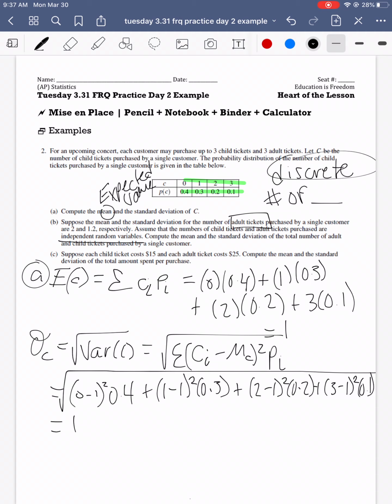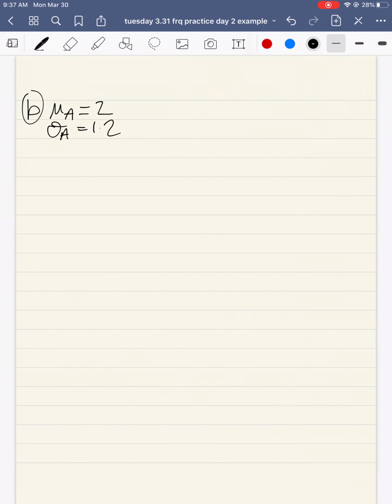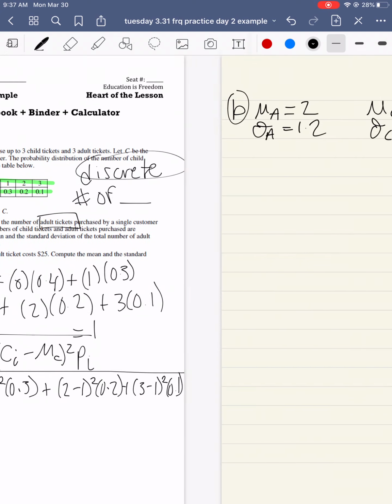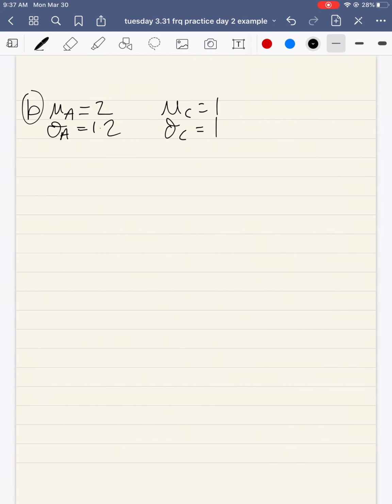So essentially what's the mean, and then what's the standard deviation of those combined variables as well. So we have the mean of the adults and the standard deviation of the adult, and then the mean of the child that we just calculated and the standard deviation of the child that we just calculated. So we want to know if we combine these two together, did they define a variable here? No, they did not. So let's just define this on our own. So let's just put T for tickets.